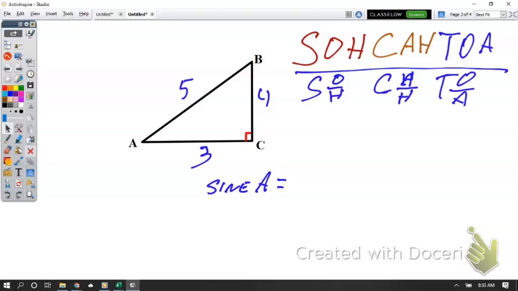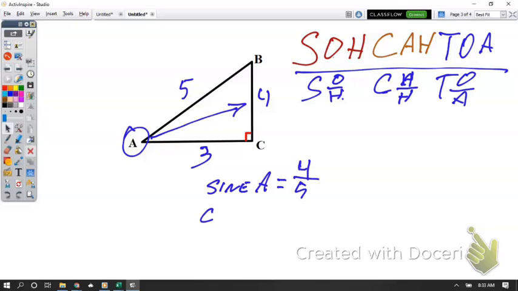All right, just to help you remember what all of the ratios are. So sine of angle A. I'm looking at angle A, so it's opposite over hypotenuse. Opposite angle A is 4. The hypotenuse is 5. There it is. That's the sine of angle A.